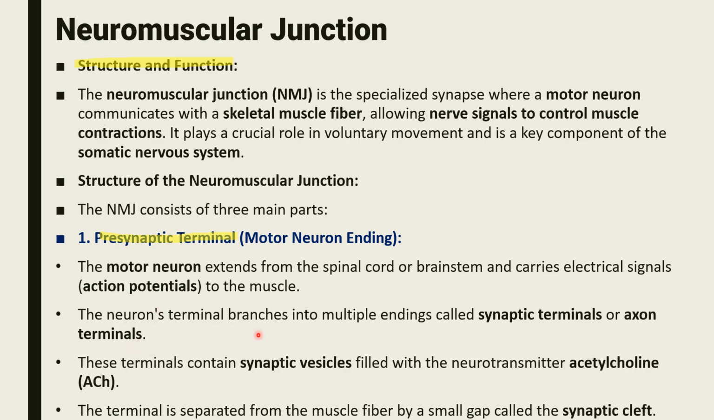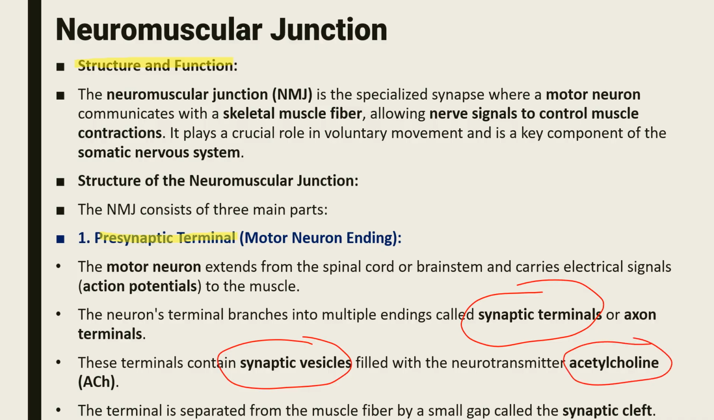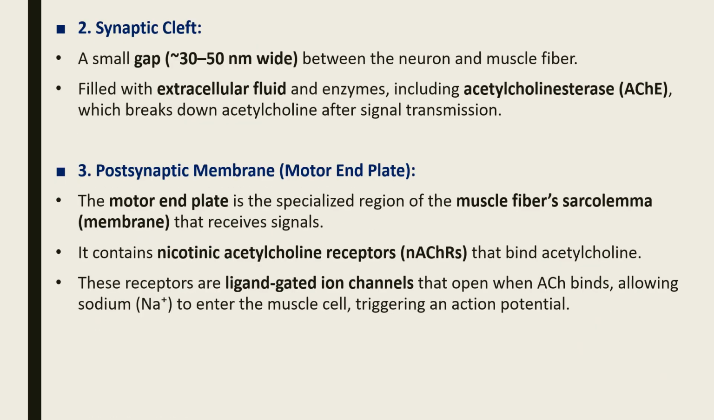The neuron terminal branches into multiple endings called synaptic terminals or axon terminals. These terminals contain synaptic vesicles filled with the neurotransmitter acetylcholine (ACh), which is an important chemical messenger. The terminal is separated from the muscle fiber by a small gap called the synaptic cleft.